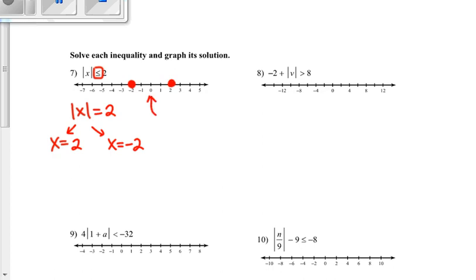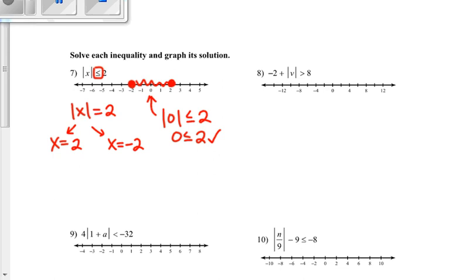And then I'm going to test a value inside. I'm picking inside because 0 is inside, and I like to test 0. I'm going to plug that into the original equation. So this is 0 is less than or equal to 2, which is a true statement, which means we're going to shade between those 2 points.